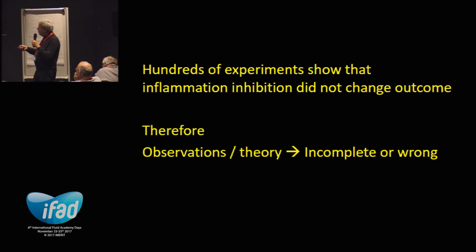Hundreds of experiments show that inflammation inhibition did not change outcome. We have milligrams, kilos of steroids. We have the most various series of blockers of the receptors, of the catecholamines, of this, of that. Tell me one that proves that blocking the inflammation changes something. So the hypothesis generated by the theory that sepsis is due to an overwhelming inflammatory response, all experiments showed that the hypothesis has not been proved. That means that the theory is wrong or is incomplete.